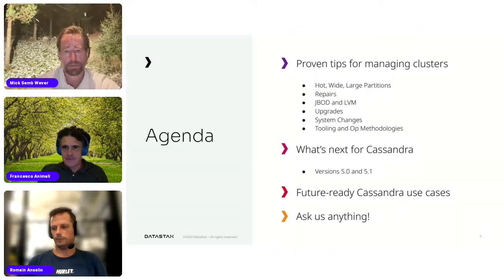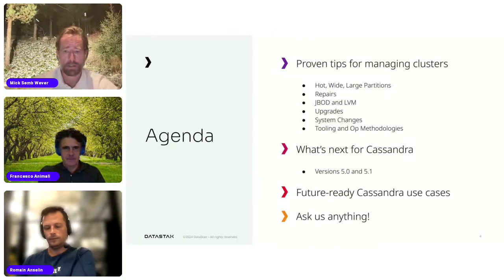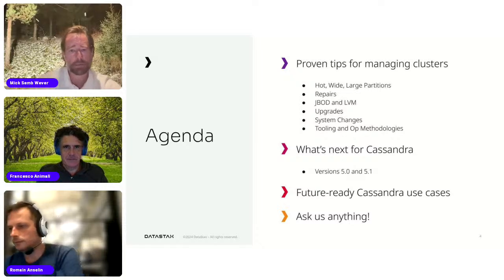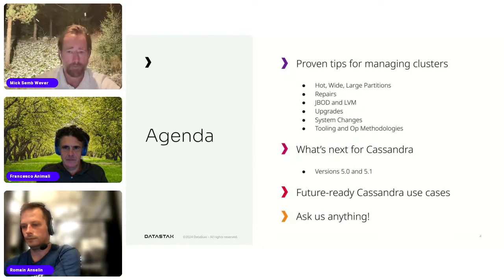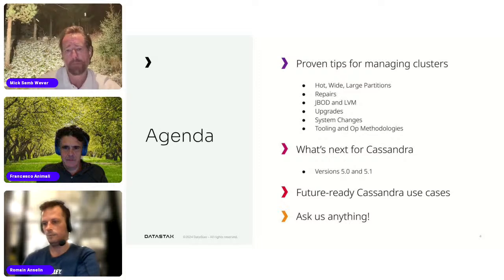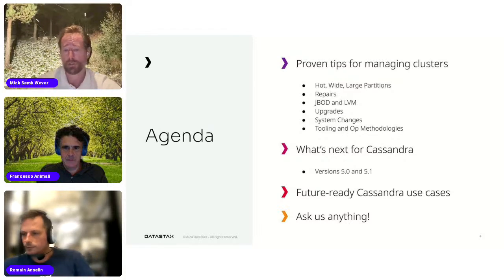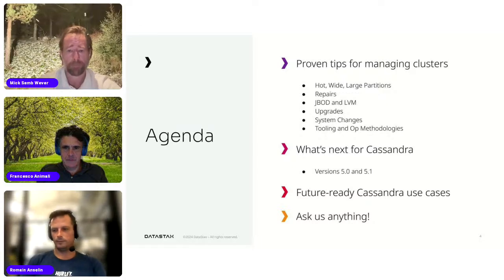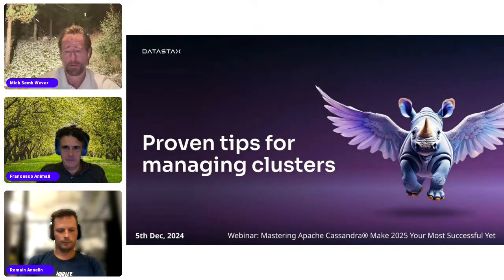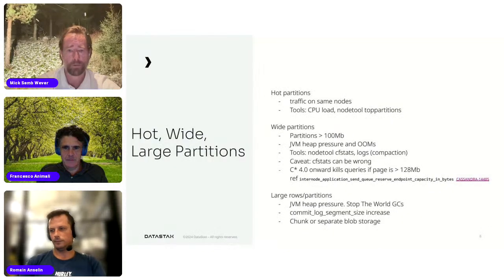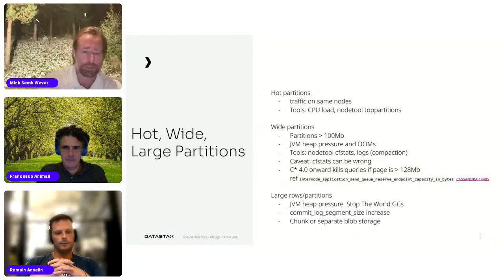Okay, so jumping into the content, this is how we're going to lay it out. We're going to go through some of these hot topics for operators first, and then wrap up with what's coming and what's hot in the use case and the development. So first up, we've got hot and wide and large partitions. I think we've all done a lot of time on this one, haven't we?